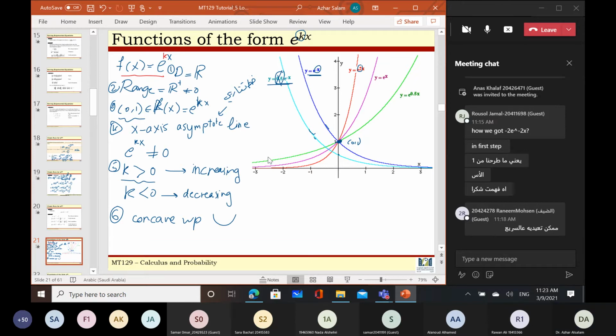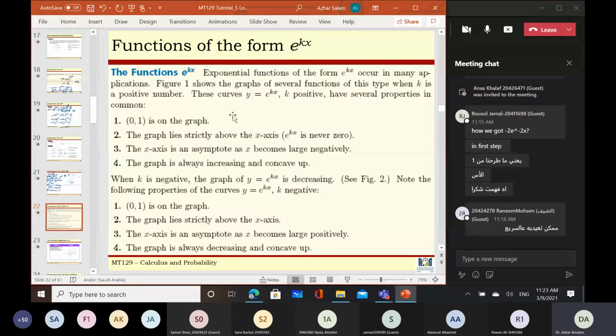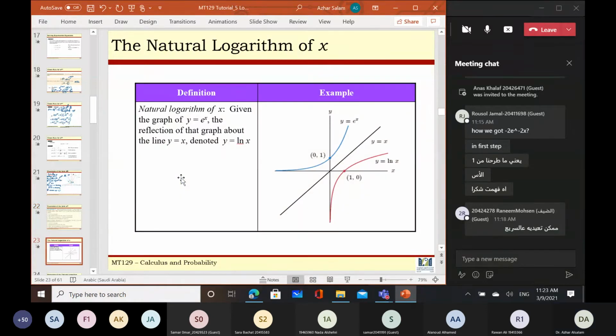Okay. These are the main properties actually for this function. We mentioned all of these. This is for the decreasing function; it has exactly the same properties. Okay, now we finished the exponential function and all the main properties. Now we will define its inverse, okay?